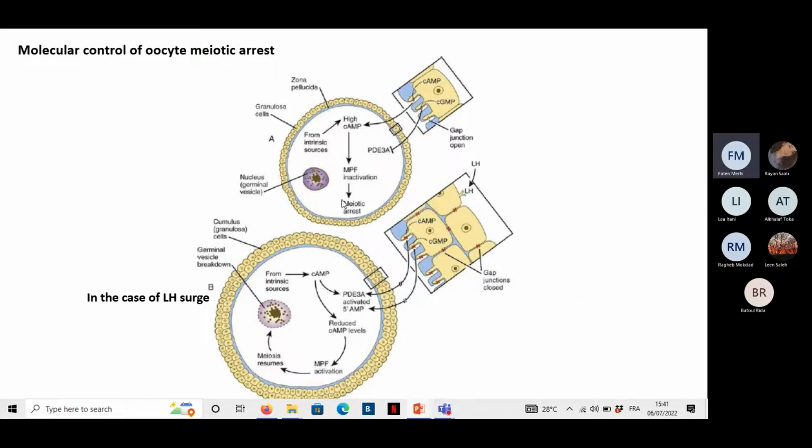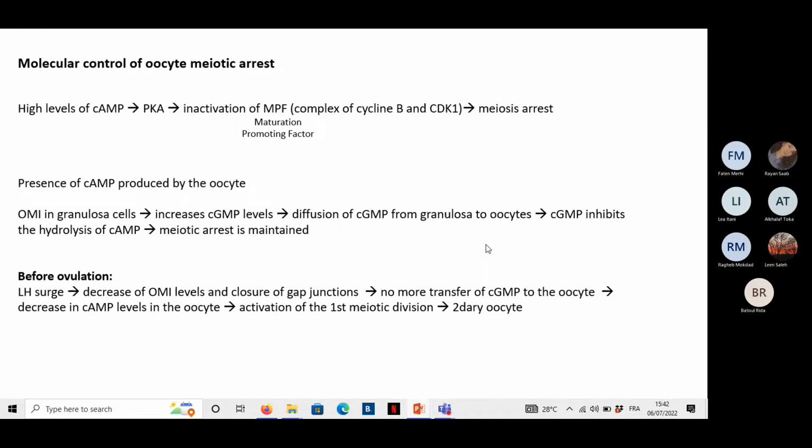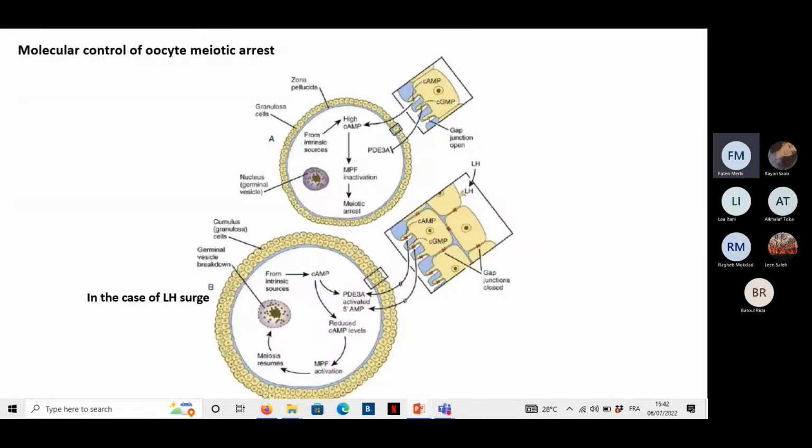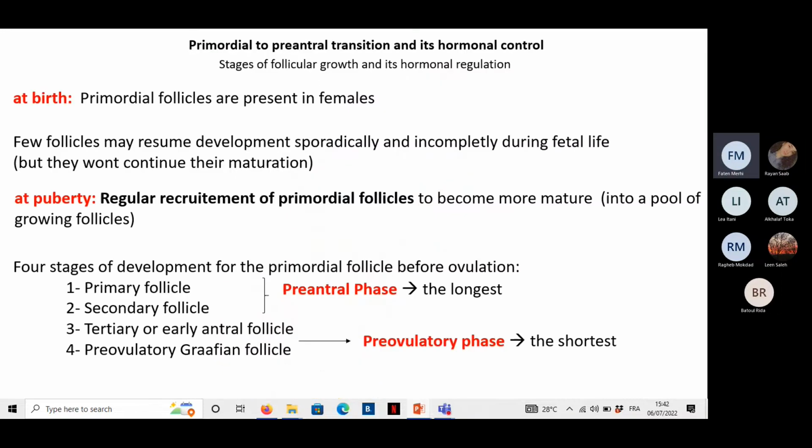And as you can see, this arrest in meiosis 1 is controlled by the granulosa cells, by the OMI factor in the granulosa cells, and also by the cyclic GMP produced by the granulosa cells. Is it clear till now? Yes, doctor. Okay, I will continue.